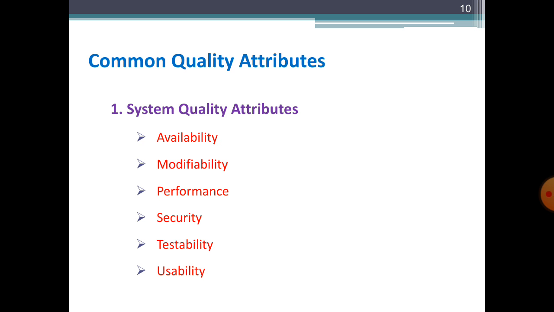And the next one is security. All of you are well aware of this. Security is concerned with confidentiality, integrity, authenticity, etc. Testability and usability were also discussed in our previous lecture. So students, these are the 6 system quality attributes which are covered at the system level.